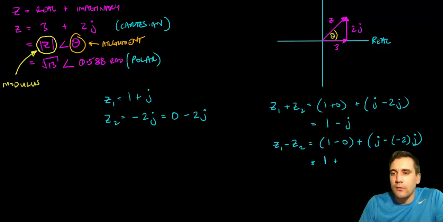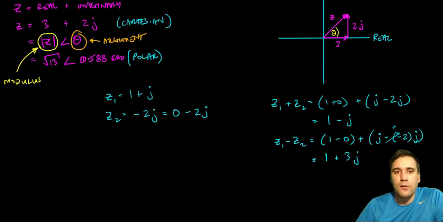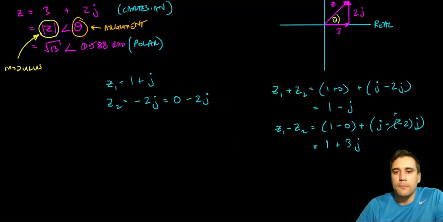negative 2. Well, the double negative just becomes a plus, doesn't it? So j plus 2j, which is 3j. Well, isn't that lovely? So same deal. We're just subtracting the real components, and we're doing normal subtraction on the imaginary components. We end up here. So that's pretty easy, and hopefully the intuition for that is making a lot of sense for you.